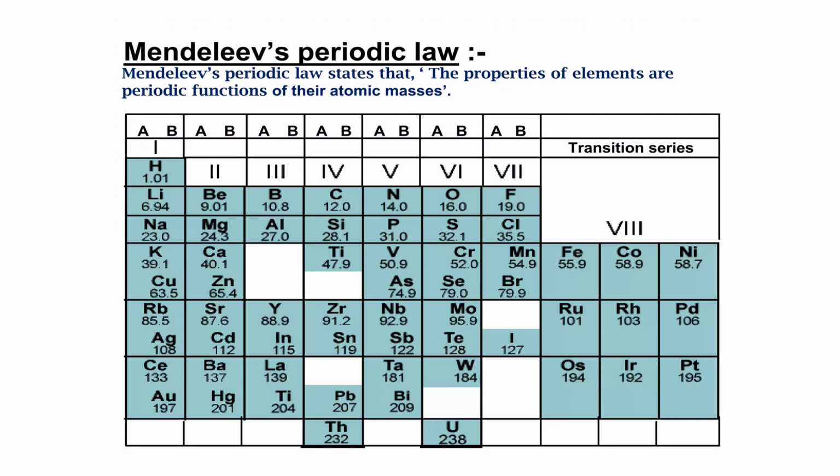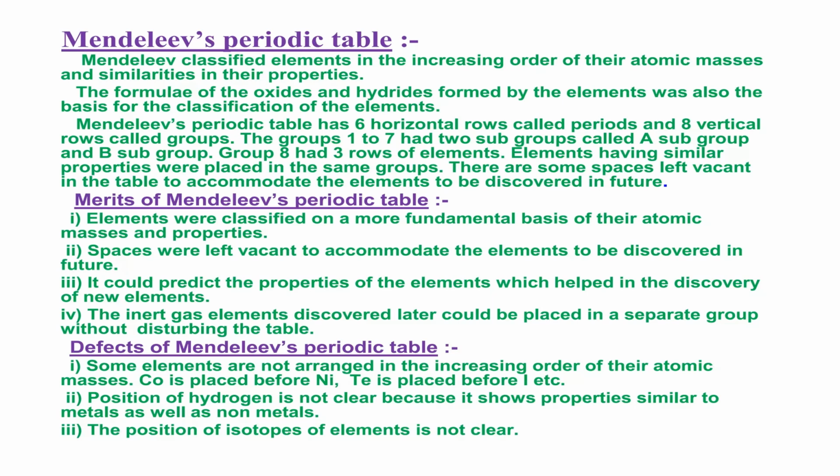Mendeleev's periodic law. This is the Mendeleev periodic law. Mendeleev's periodic table: classification of elements in the increasing order of their atomic masses and their similarity in properties. Mendeleev's periodic table has six horizontal rows called periods and eight vertical columns called groups.